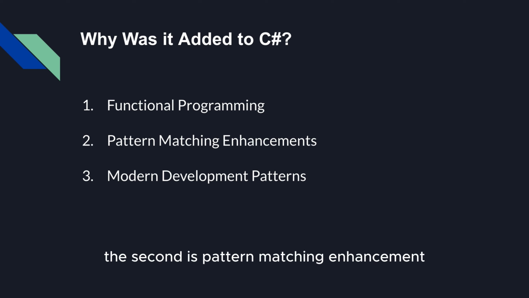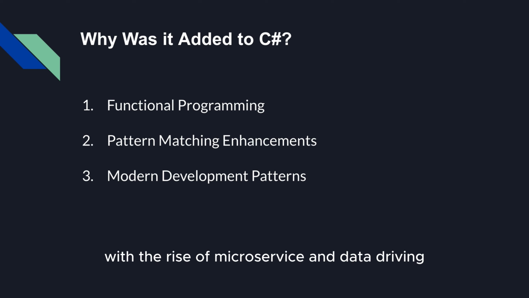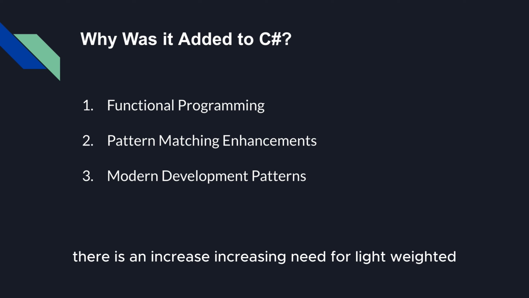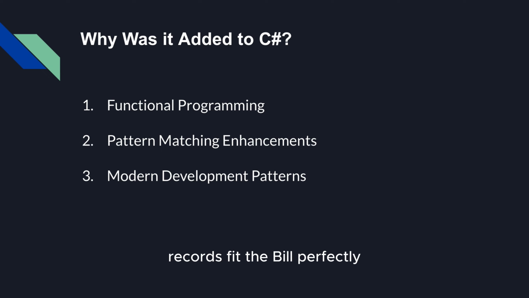The second is pattern matching enhancement. C# 9 introduced several enhancements to pattern matching. Records being deconstructible work seamlessly with these features. And the third one is modern development patterns. With the rise of microservices and data-driven applications, there is an increasing need for lightweight, immutable, and transferable data structures. Records fit the bill perfectly.